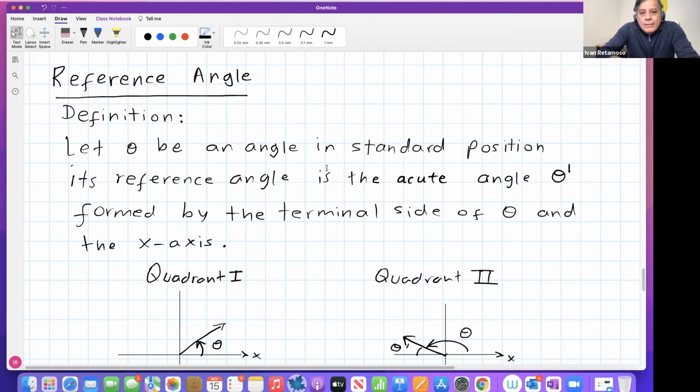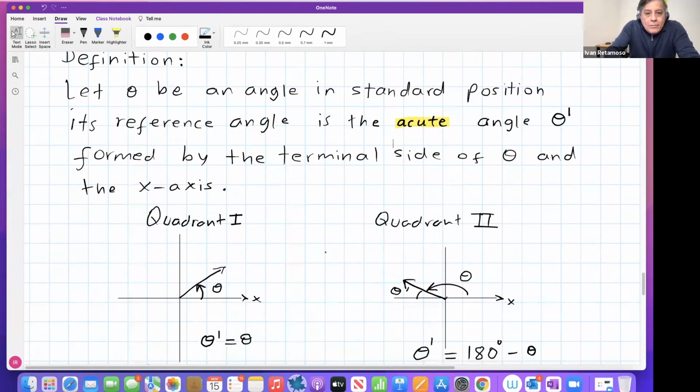Let theta be an angle in standard position, any angle of any size, right? Its reference angle is the acute angle. Very important word, right? It's an acute angle, a small angle, theta prime, formed by the terminal side of theta and the x-axis. So it's an acute angle that you can always extract from any angle, of any size, right? It's like a representative, a small angle that we can work with.